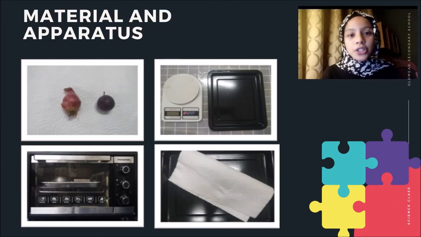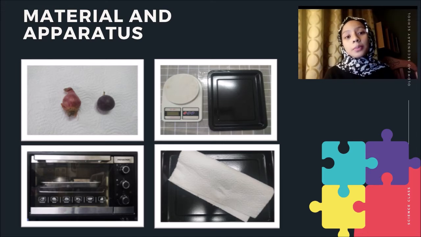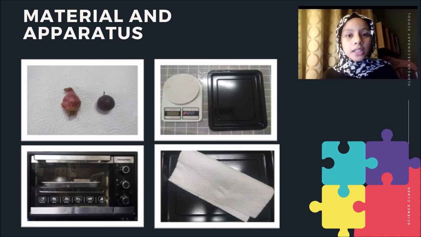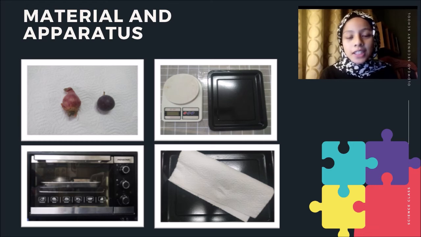So, a grape and a shallot were chosen as the food samples, or the main material of this experiment, and they will be labeled as sample A and sample B respectively. So, sample A is the grape and sample B is the shallot. The apparatus used for this experiment is a tray, a drying oven, a digital weighing scale, as well as several sheets of paper towels.